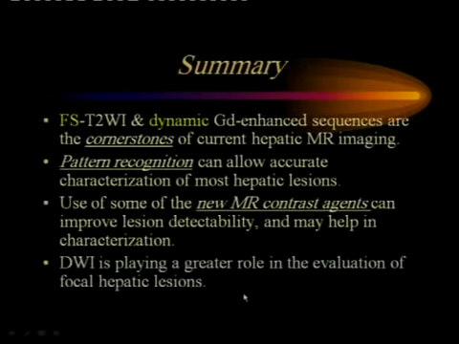So in summary, fat-saturated T2-weighted imaging and dynamic gadolinium-enhanced sequences are probably the cornerstones of hepatic MR imaging and the characterization of focal lesions. Pattern recognition can allow accurate characterization of most of the hepatic lesions by MR. And the use of new MR contrast agents is improving both detectability and characterization. Diffusion weighting images is now playing a progressively greater role in the evaluation of focal hepatic lesions.